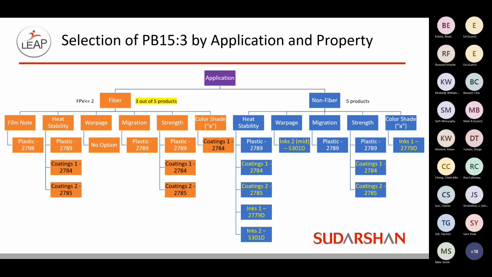Migration, we saw that the plastics grade was the better performing. Strength, they were all equal. And from a color shade perspective, where we want to develop the greenness of the pigment, the inks grade turned out to be the greenest of the 3.